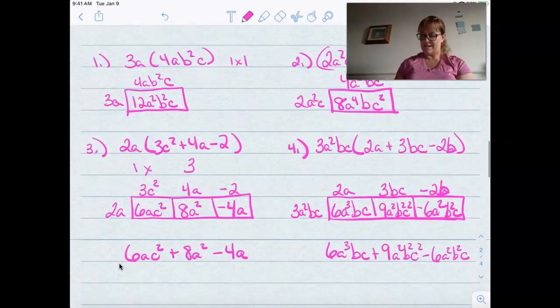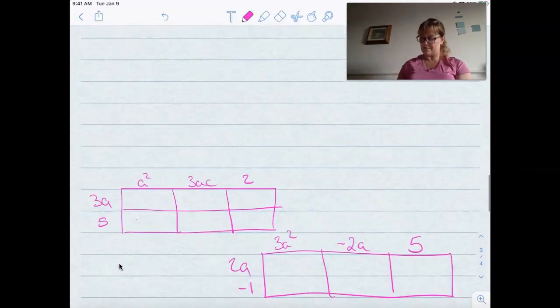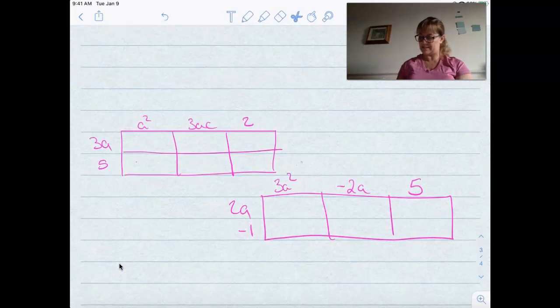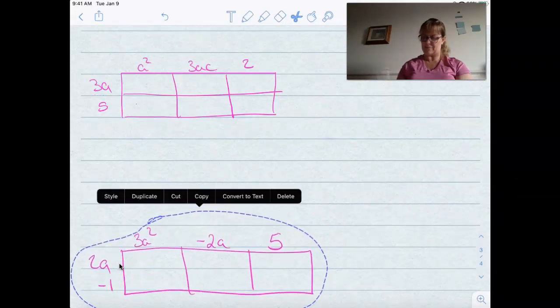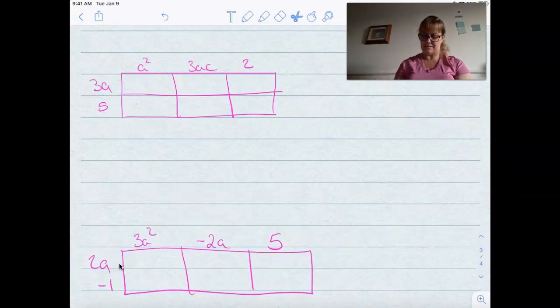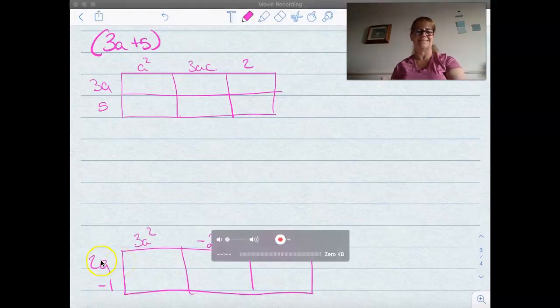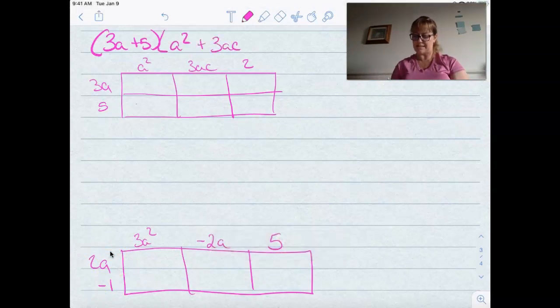All right, number 5. Well, here I'm going to move the number 6 rectangle down a little bit farther. I did these so that I was prepared for you guys. So number 5 says 3a plus 5, a binomial, times a squared plus 3ac plus 2, which is a trinomial. So this is a 2 by 3 multiplication, which is why I've got a rectangle with 2 rows and 3 columns. Multiply it out.